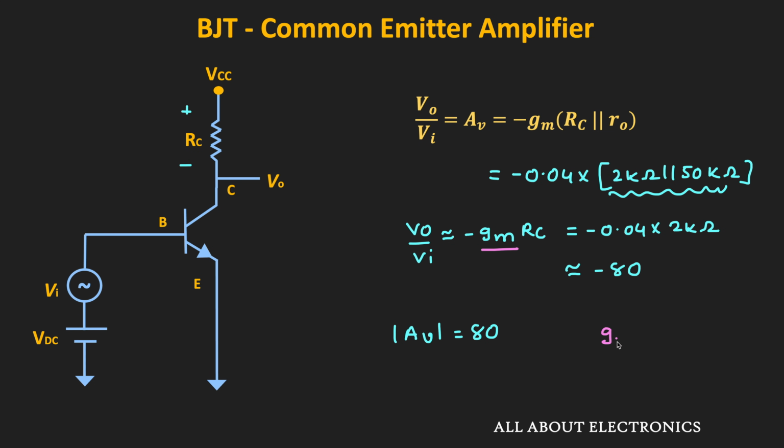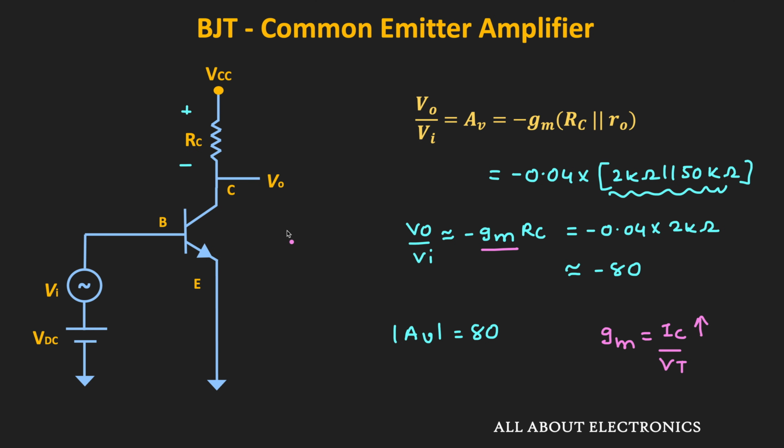As you know, Gm can be given as IC divided by Vt. So if we want to increase this transconductance, then we need to increase the value of the collector current. Once again, if we increase this collector current, then the voltage drop across this resistor will also increase, and hence it is quite possible that the amplifier will move out of the active region. That means we cannot increase the value of Gm and RC beyond a certain limit. So we can say that the voltage gain that we are getting with the common emitter amplifier with the resistive load configuration is limited.